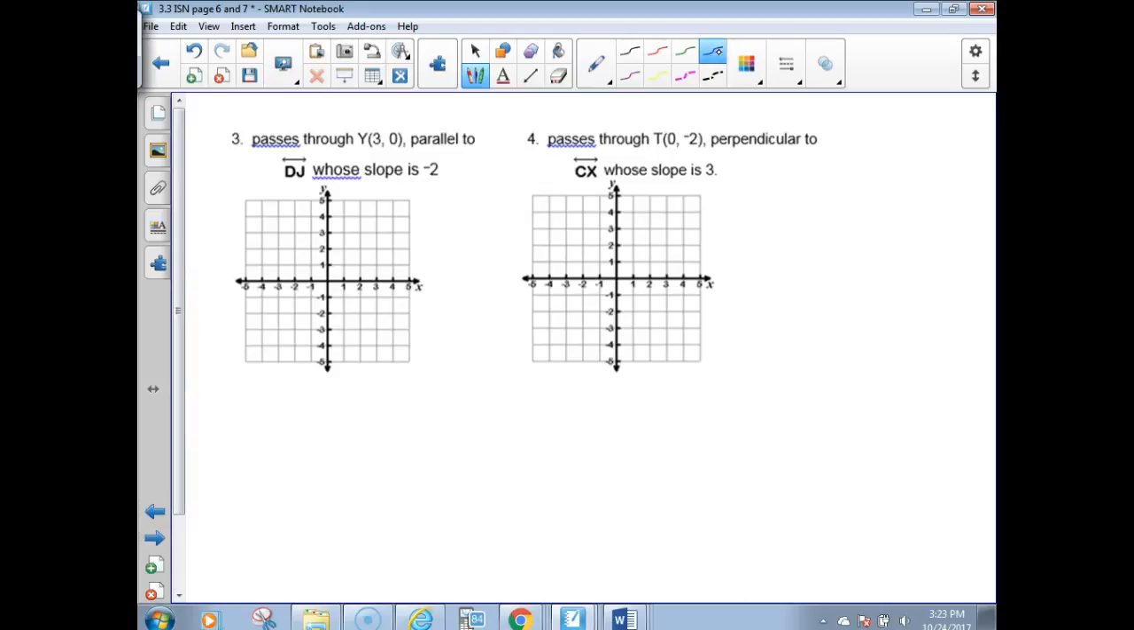Number 3. We're going to hit the point Y at (3, 0). (3, 0) is right 3, so it's an x-intercept actually, right on the x-axis, and that's point Y. I want it to be parallel to a line whose slope is -2, which means it would have a slope of -2 also. -2 over 1 means down 2, right 1. So from Y, down 2, right 1, down 2, right 1, and reversing, up 2, left 1, up 2, left 1.